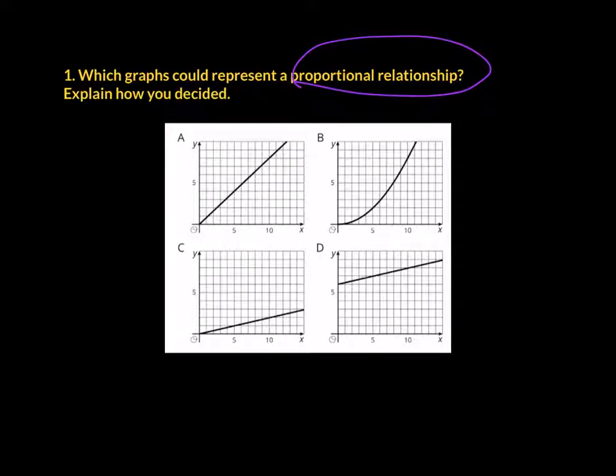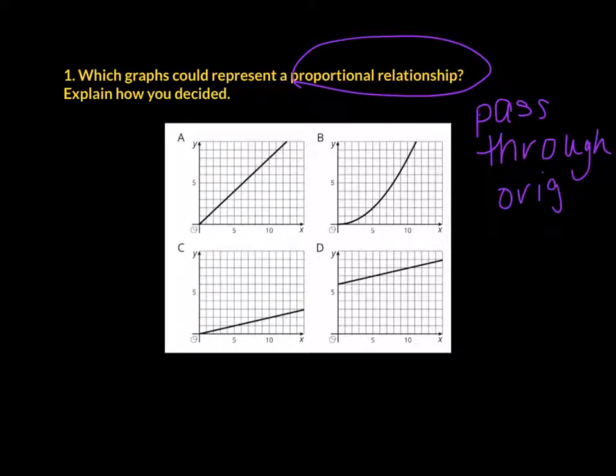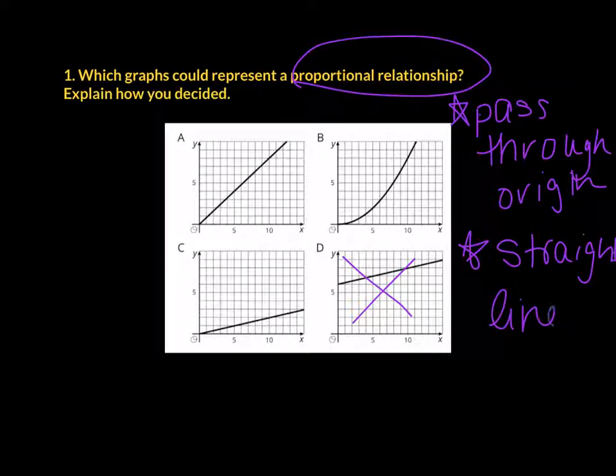A proportional relationship has two things when I look at a graph. It will pass through the origin, that's the first thing. So I can eliminate D, but I still have A, B, and C. The other thing that it has to have is a straight line. This does not have a straight line, so that leaves A and B.